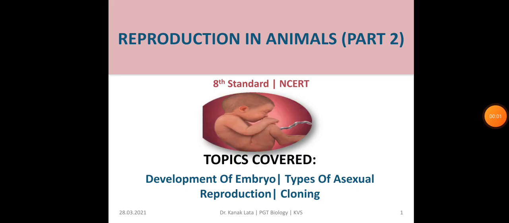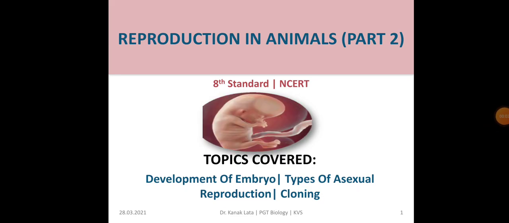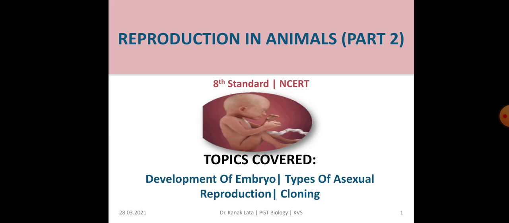Good morning, friends. Today I am here with Reproduction in Animals, part 2 of 8th standard. In today's topics, we are going to discuss development of embryo, types of asexual reproduction, and cloning. So let us start the session.